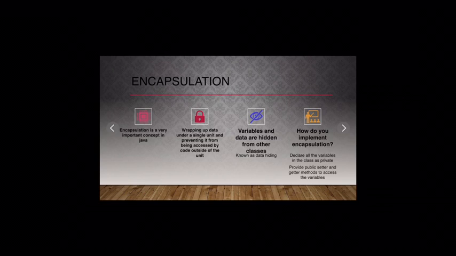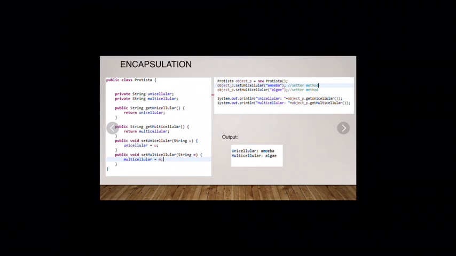And how do you implement encapsulation? It's very simple to implement this concept. Basically, you will declare the variables in a class as private, and then you will have public setter and getter methods that are going to have access to the variables.